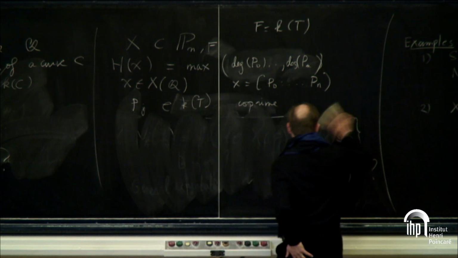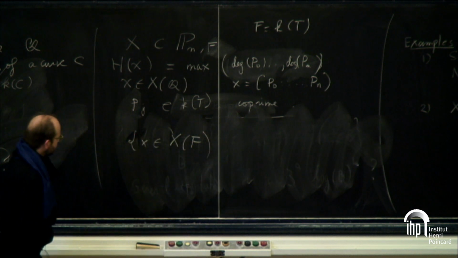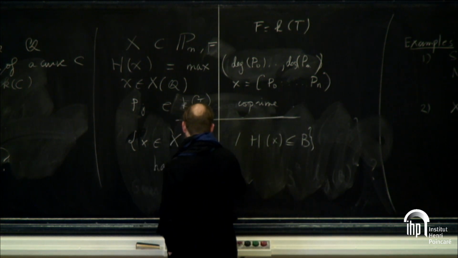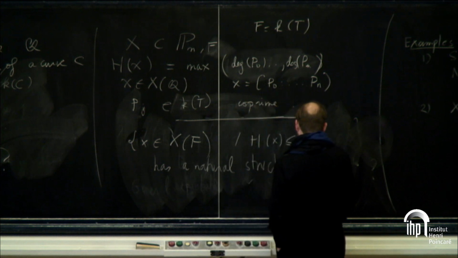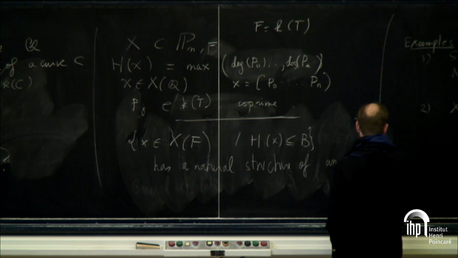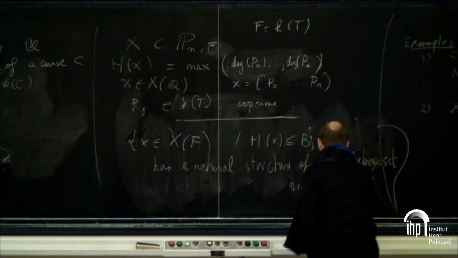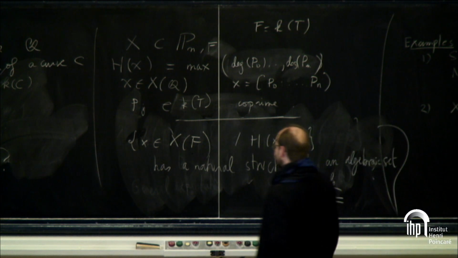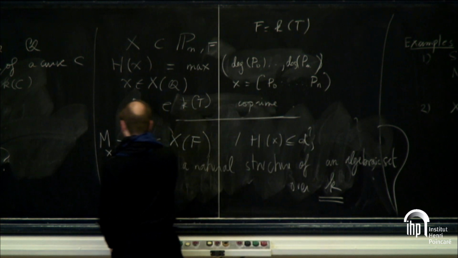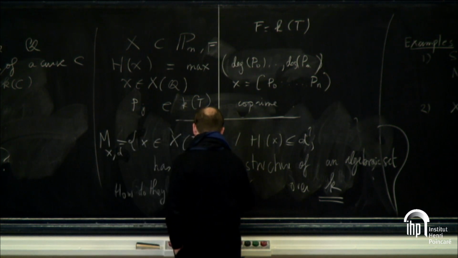So, in general, the set of rational points over F with height smaller than b has a natural structure, in that case, of an algebraic set over K. And so the question is, let's write this M_{X,b}, I'm going to write d, if you know, G. And so the question is, how do they behave when d varies?